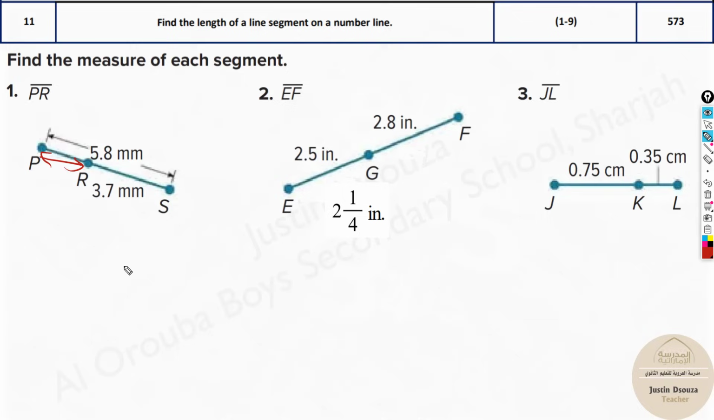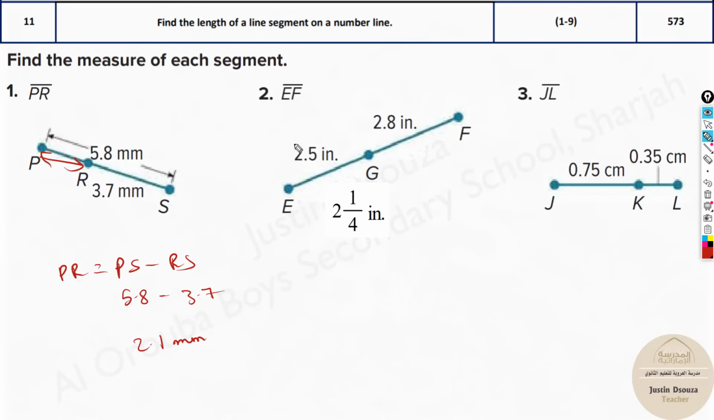So the total length PS minus RS gives you PR. So it'll be 5.8 minus 3.7. That's it. It's very simple. You can just solve it up. It'll be 2.1 mm. Directly you can do it. You know, total length minus this smaller length.